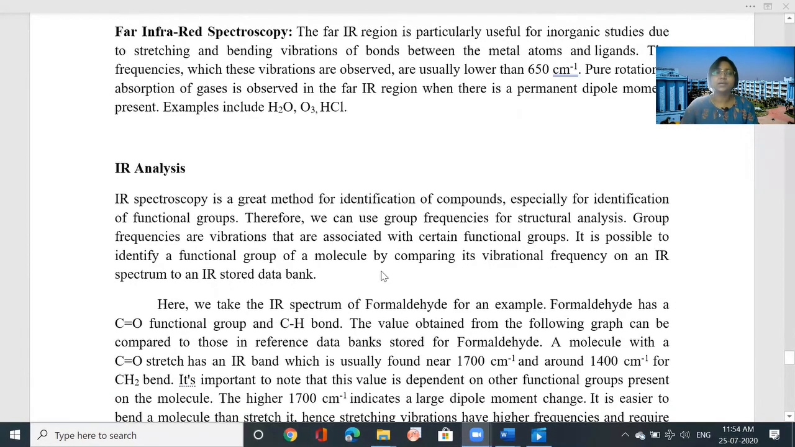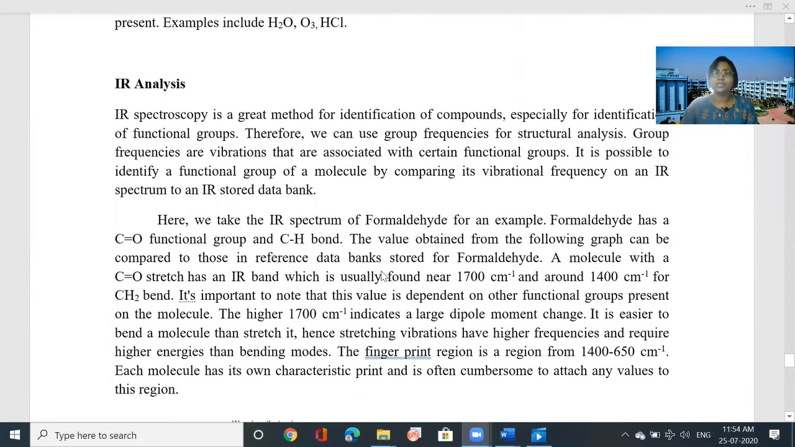So our next is the IR analysis. IR spectroscopy is a great method for identification of compounds, especially for identification of functional groups, as I told earlier. Therefore, we can use group frequencies for structural analysis. Group frequencies are vibrations that are associated with certain functional groups. It is possible to identify a functional group. There are different functional groups like CO, CH, so they can be analyzed through IR spectroscopy.